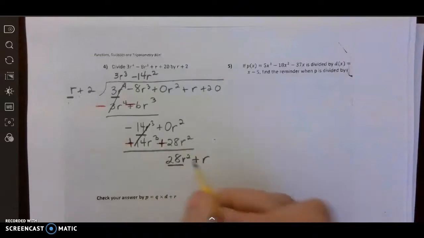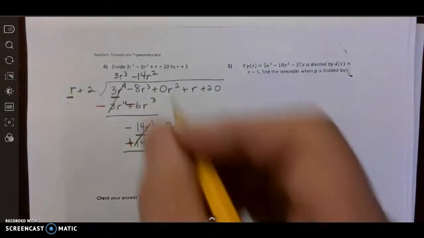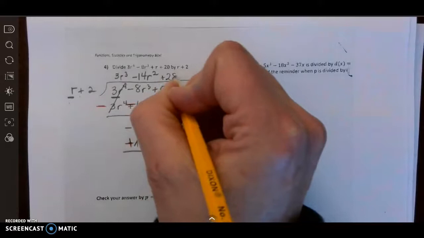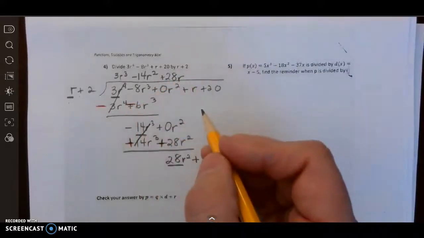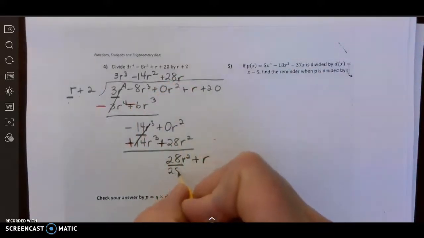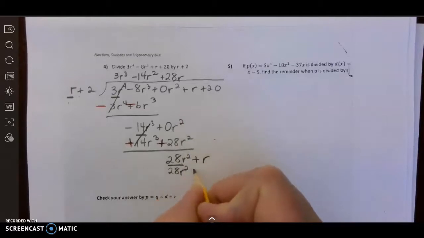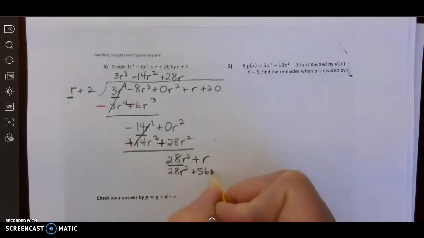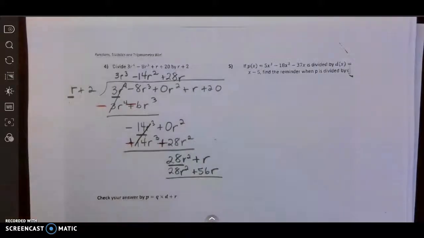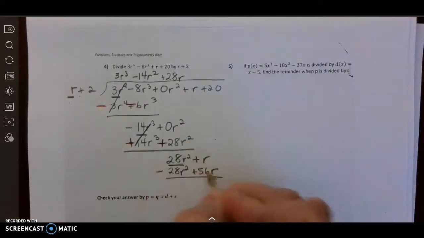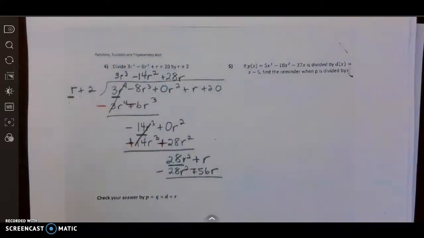Focus on the first. 28r squared divided by r is 28r. I'm going to multiply and I get 28r squared plus 56r. Going to change my signs. And I get negative 55r plus 20.